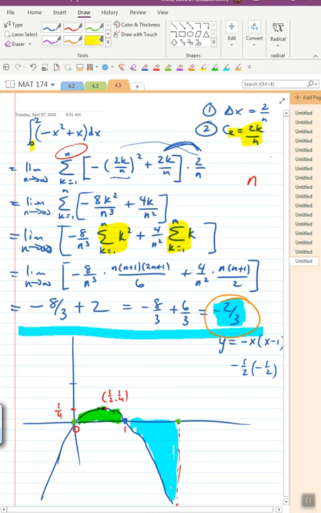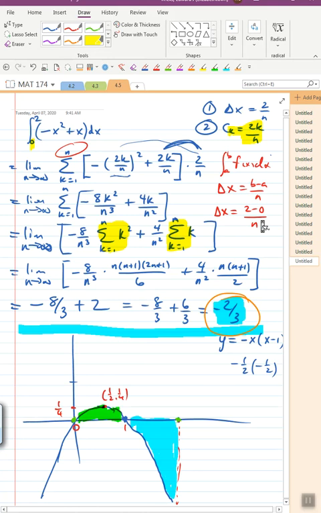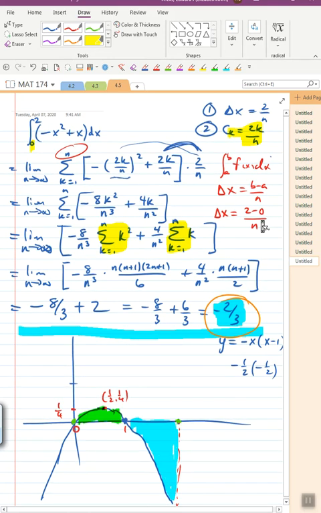For when we're finding delta x. Okay, yes, for the delta x, if the integral is from a to b of the function, then delta x is b minus a over n. So in our example here, we said it was 2 minus 0 over n. That makes sense. All right.